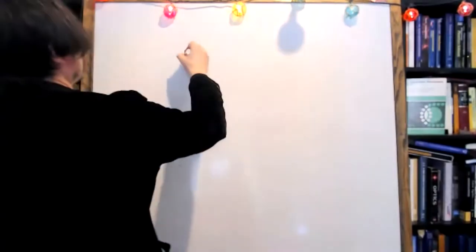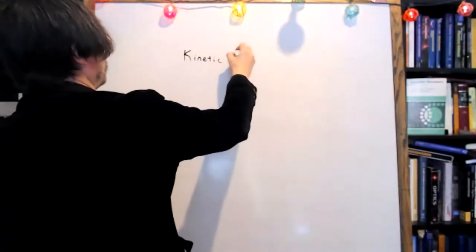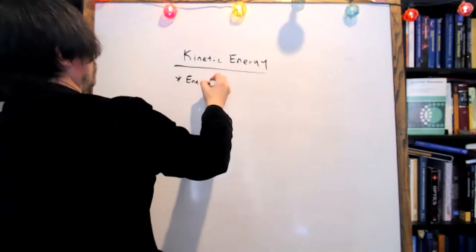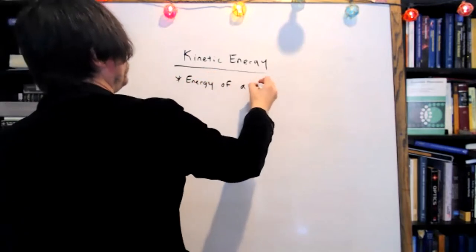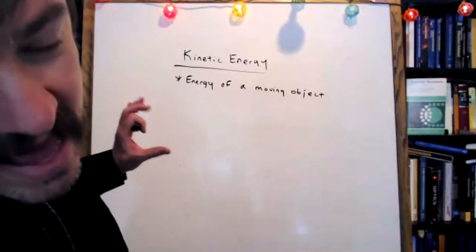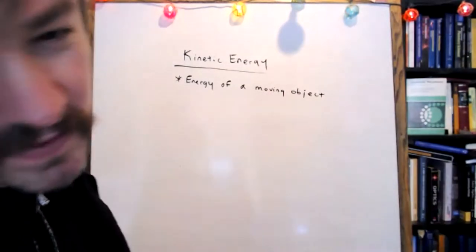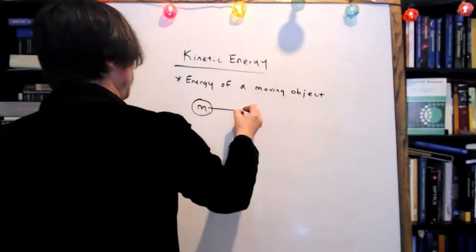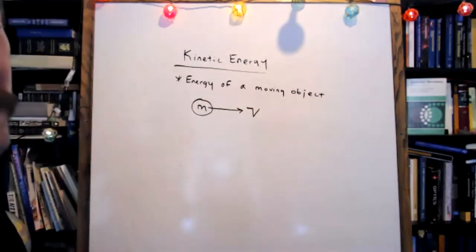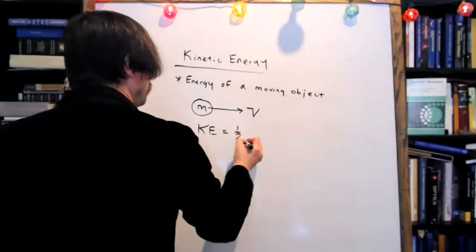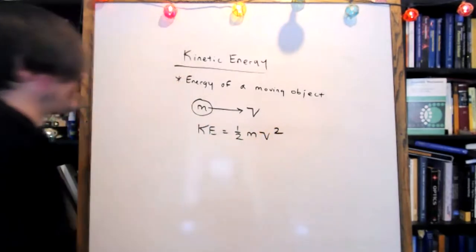So this is a quick formula that we probably won't do a sample problem with, but we need to talk about it. It's called kinetic energy. And kinetic energy is the energy of a moving object. More technically speaking, it's the energy you need to accelerate an object to a particular velocity. Usually you have something like a cannonball with mass, and it's traveling through space with some velocity. And then we just simply define the kinetic energy as 1/2 mass times velocity squared.